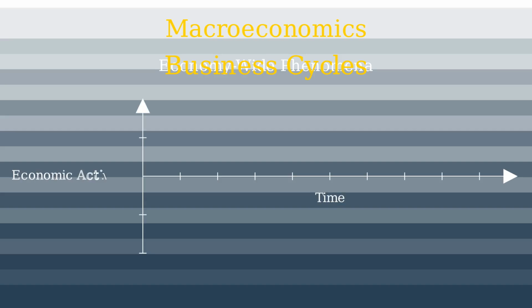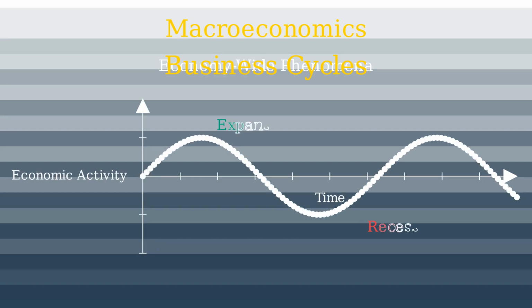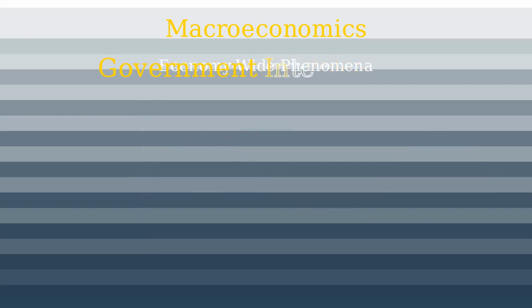Business cycles consist of expansions, where economic activity increases, followed by recessions, where activity contracts. These fluctuations affect employment, income, and production throughout the economy. Governments and central banks try to smooth out these cycles using various policy interventions.